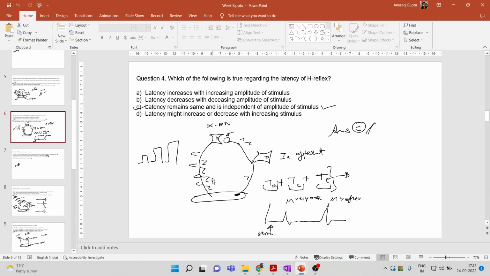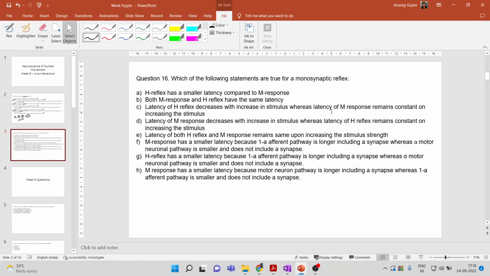So the latency of this M response is less because it does not have to travel through a synapse, whereas the latency of the H reflex is more because it has to first conduct through the 1A afferents, then the signal should travel through the synapse, then the action potential should travel through the alpha motor neuron. So there will be a latency involved with the H reflex, which is greater than the M response. So keeping all this in mind, let's go back to this question.